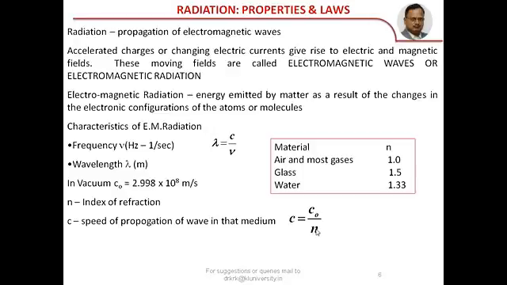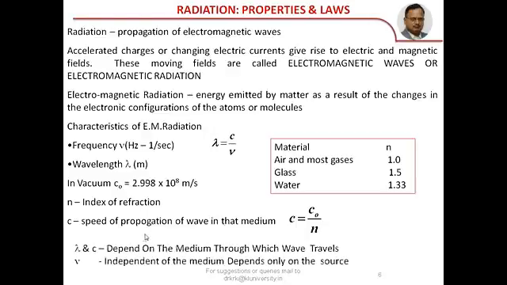For most gases and air, the index of refraction is 1, so c is equal to c naught. Whereas for other materials like glass, it is 1.5, and for water it is 1.33. So by knowing the index n, the speed of propagation of a wave can be found, and from it you can determine the frequency of the waves. Lambda and c depend on the medium through which the wave travels, whereas nu is independent of the medium and only depends on the source.